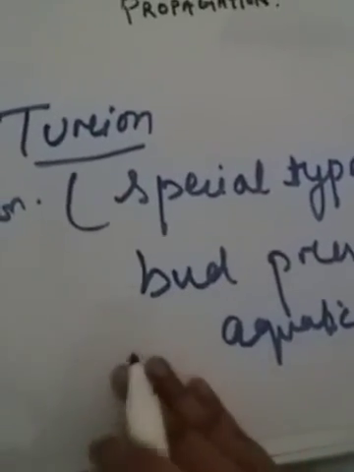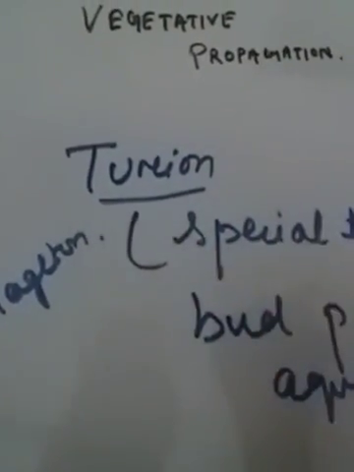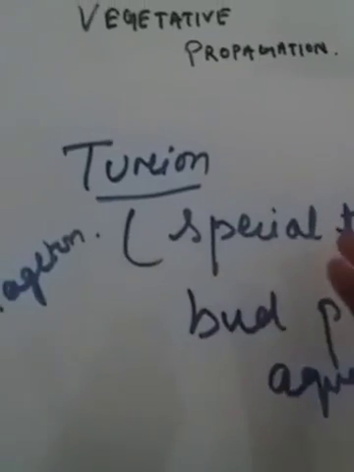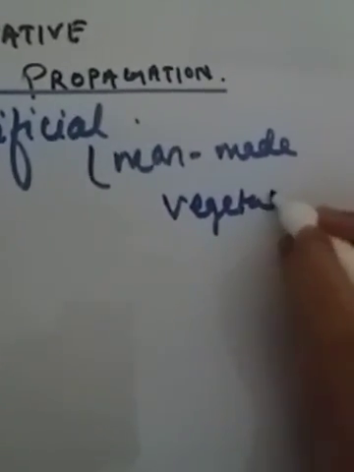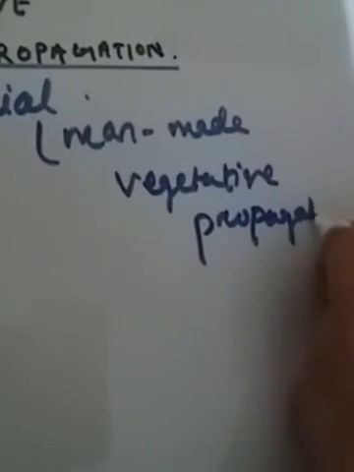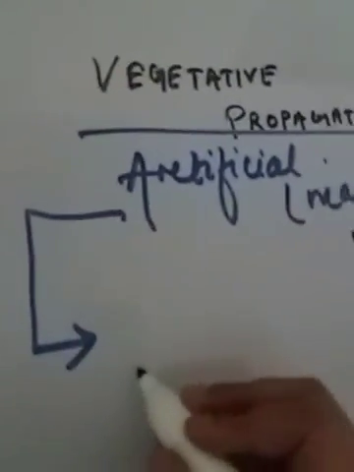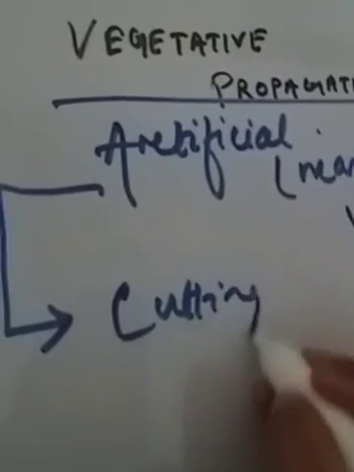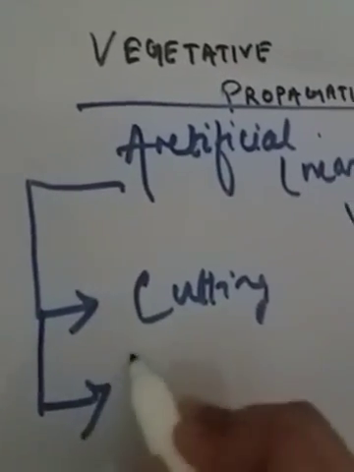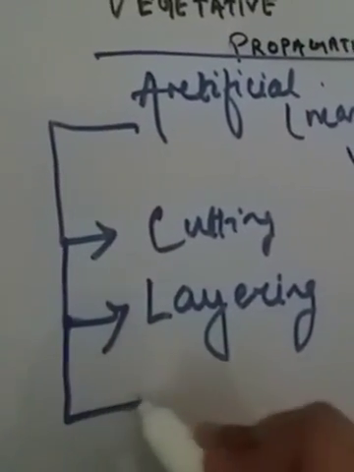Now natural is covered. Now we'll see about artificial vegetative propagation. As it was divided into artificial and natural, these all were within natural. Now we'll see about artificial or man-made propagation. In artificial or man-made vegetative propagation, it is divided into three parts. The first one is cutting, second one is layering, and the third one is grafting.